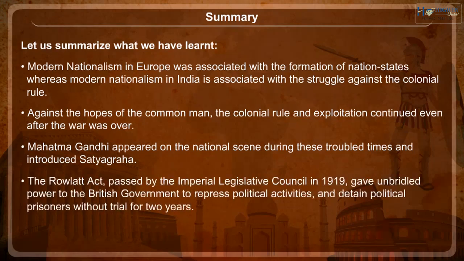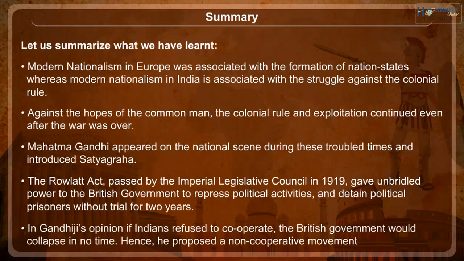The Rowlatt Act, passed by the Imperial Legislative Council in 1919, gave unbridled power to the British government to repress political activities and detain political prisoners without trial for 2 years. In Gandhiji's opinion, if Indians refused to cooperate, the British government would collapse in no time. Hence, he proposed a non-cooperation movement.